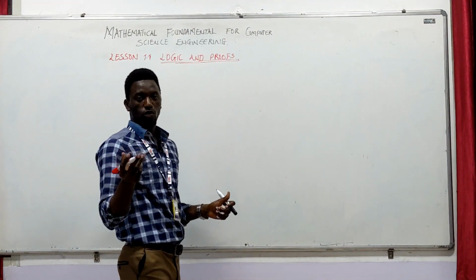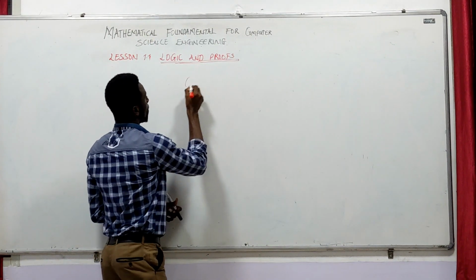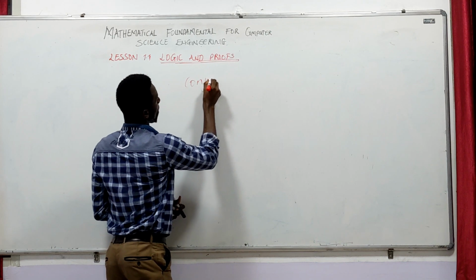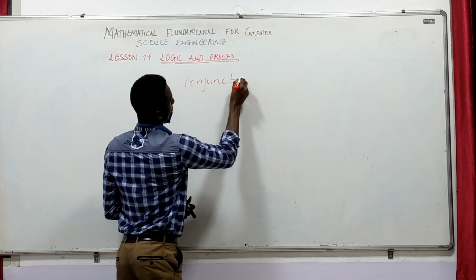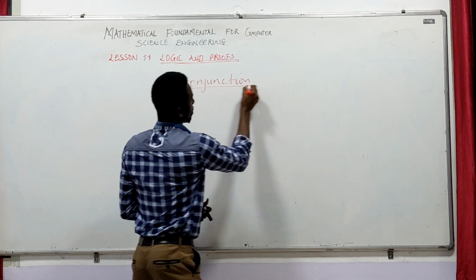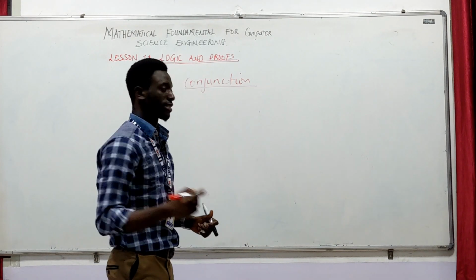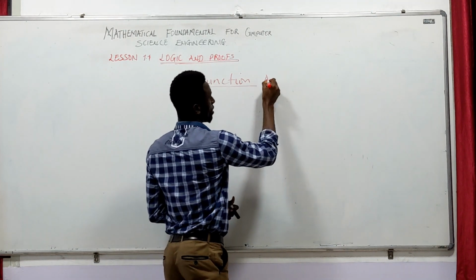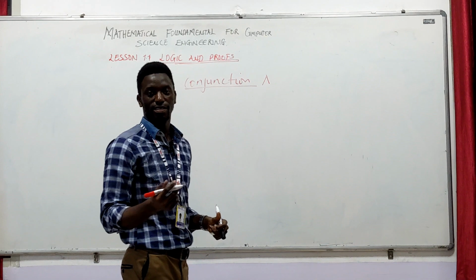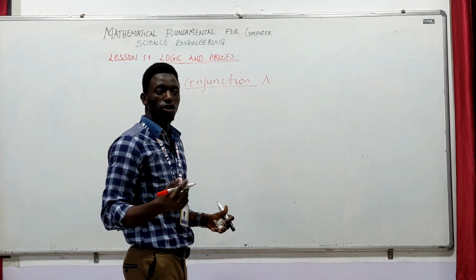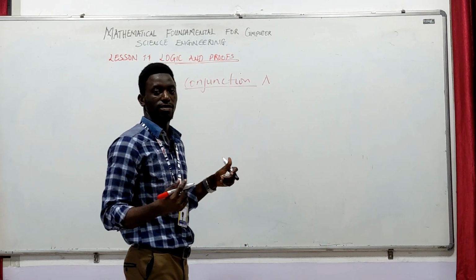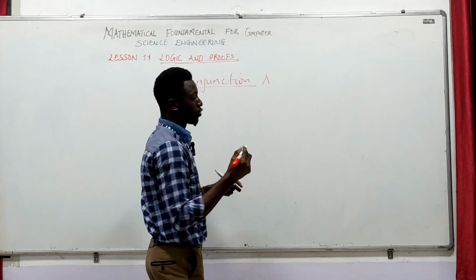Now let's talk about conjunction. This conjunction has a symbol and. It's also referred to as AND. In terms of logic, we said AND gates. So now let's see the truth table of this one.